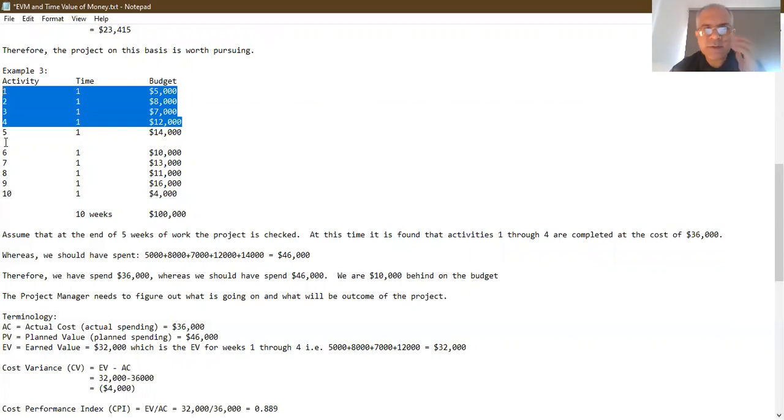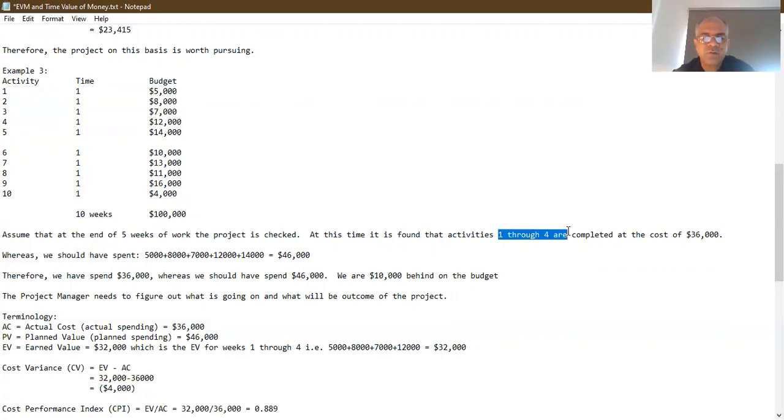What we're trying to see is what has really happened, right? So what we find here is that only activities 1 through 4 have been completed. That is to say that this 5th activity hasn't been completed as yet, even though it's the end of 5 weeks. So that means that one less activity has been performed. We're going a bit slow on this project, right?